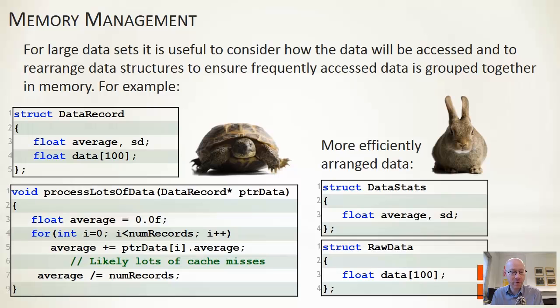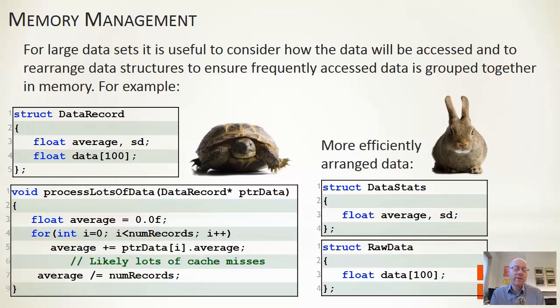Let's assume it's a lot of records, where we're adding up the average and then calculating at the end, or accumulating the total and then calculating the number of records to determine the average. And we're saying likely lots of cache misses. Now, this assumes that we have structured the data as shown just above that. So struct DataRecord, and inside our data record, we have 2 floats, one for average, one for standard deviation, and then we've got our data. And we're saying 100 items of data for each of our records.